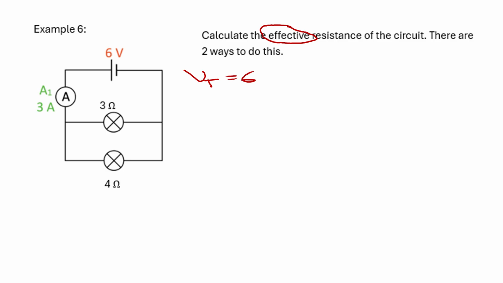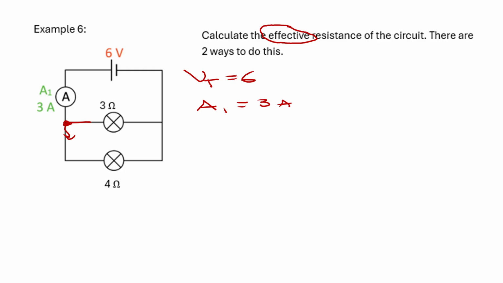Here they're telling me that the ammeter A1 is 3 amps. What you need to realize is that this ammeter is in the series part of the circuit. So the ammeter is in the series part and the 3 ohm and the 4 ohm are both in parallel. So 3 and 4 is in parallel. They gave me V total, but they also gave me I total, the total current in the series part of the circuit. So we do have V total and I total. We need to work out what the effective resistance is on the circuit.